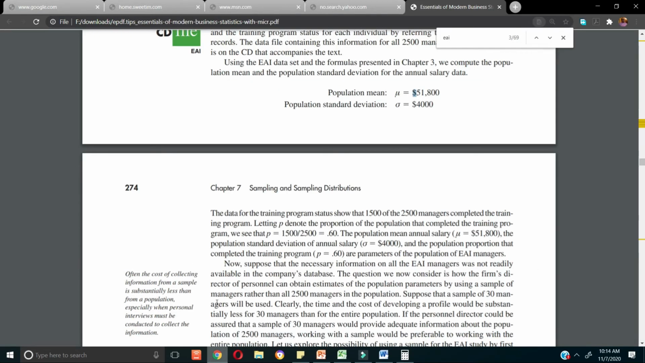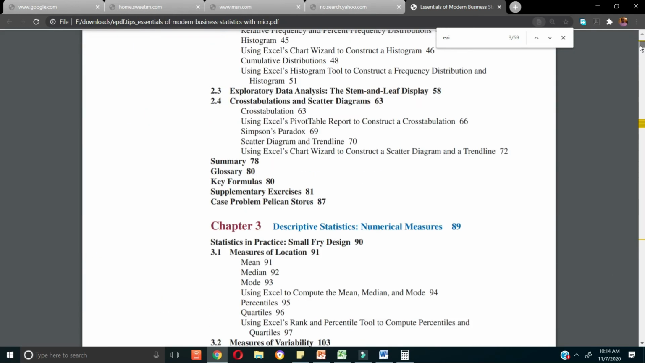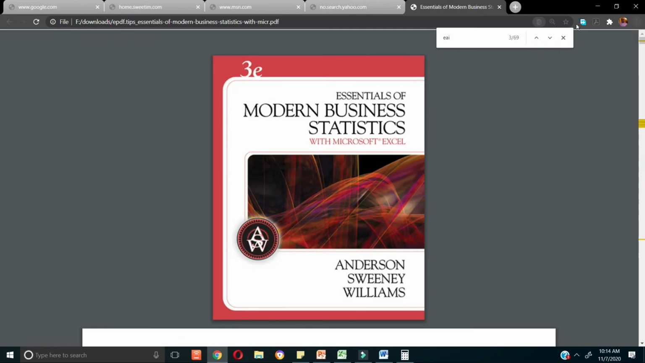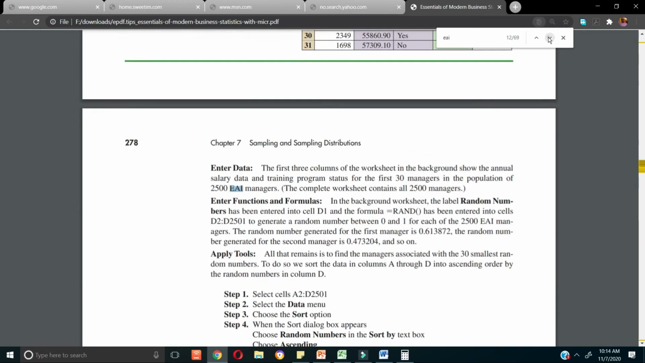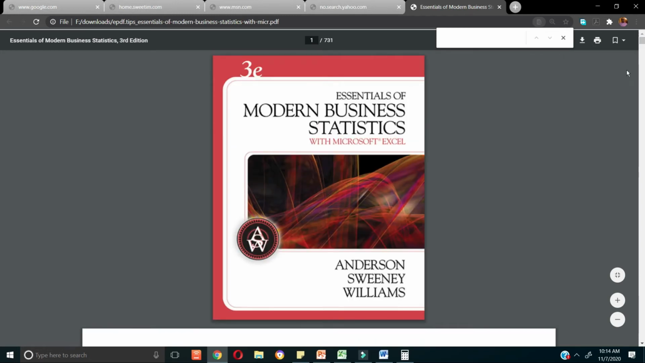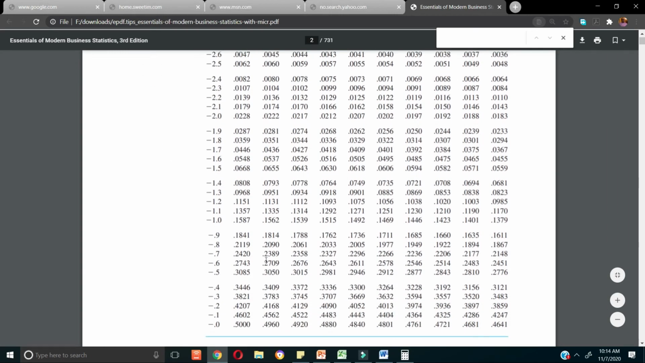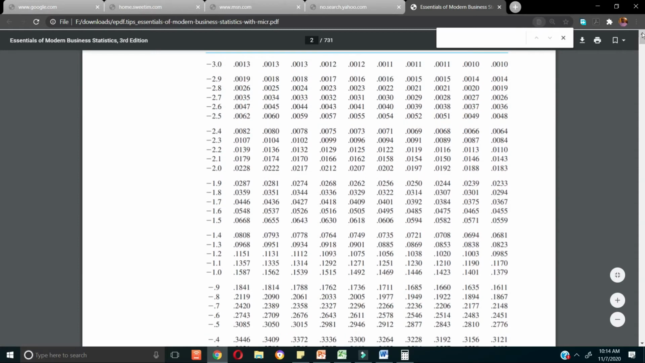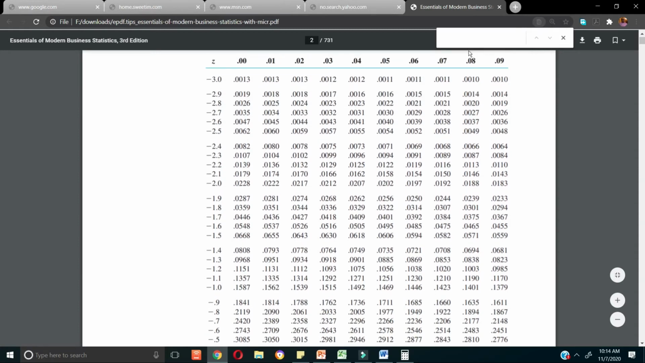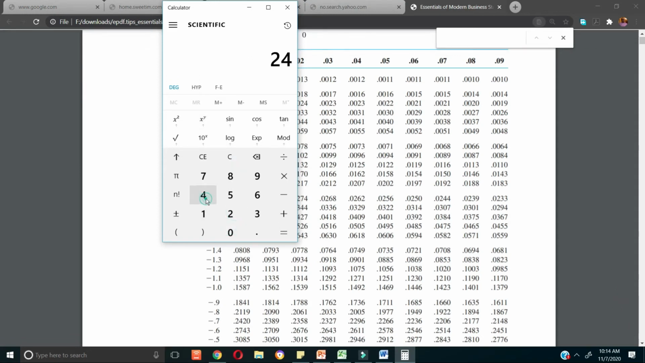So if you go to our cumulative probability distribution, because we have the z values now, let's go back. It's on the second page. So if you go back to our cumulative probability tables, minus 0.68 is actually here, and it is 0.2483.